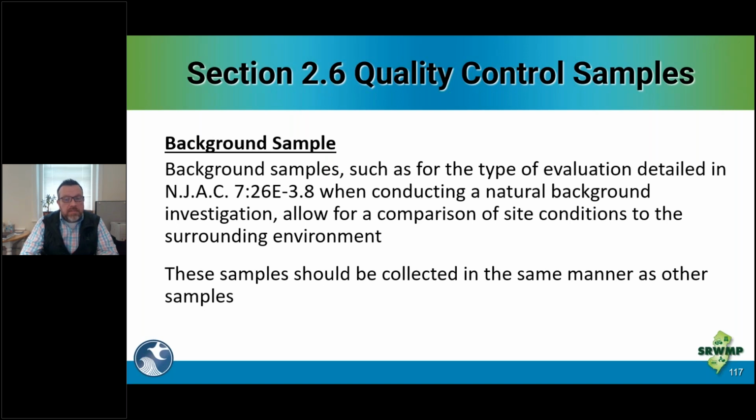Background samples, such as the type for the evaluation detailed in 7:26E-3.8 when conducting a natural background investigation, allow for a comparison of site conditions to the surrounding environment. These samples should be collected in the same manner as other samples.